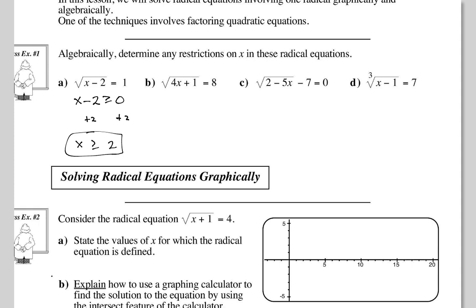So can x be 3? Can x be 3? Yes. Could x be 4? Yes. Could x be 5? Yes. Could x be 0? Could x be 1? Okay, you guys understand that.